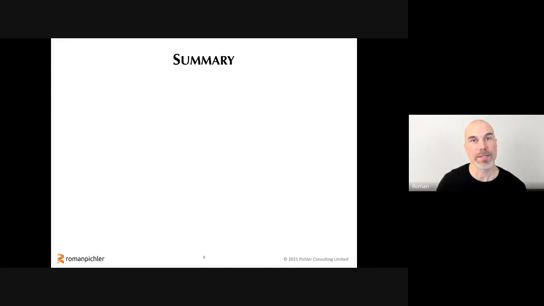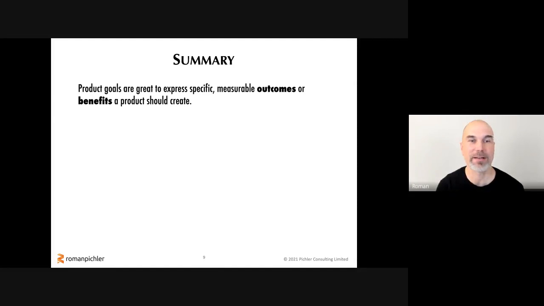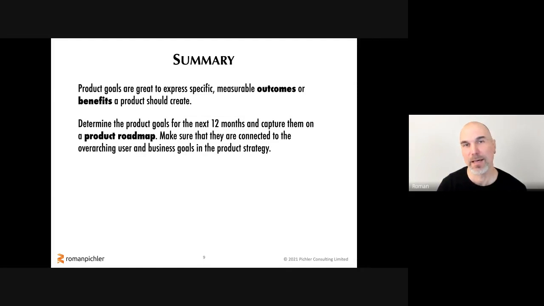So I hope this was useful to you. As a summary, product goals I find are great to express specific measurable outcomes or benefits a product should create. Again, I like to suggest to determine not only a single product goal, but if you can, look ahead for the next 12 months and determine product goals for that time frame and capture them on a goal-oriented product roadmap. And make sure that they are connected to the overarching user and business goals, and thereby that they're connected to the overarching product strategy.